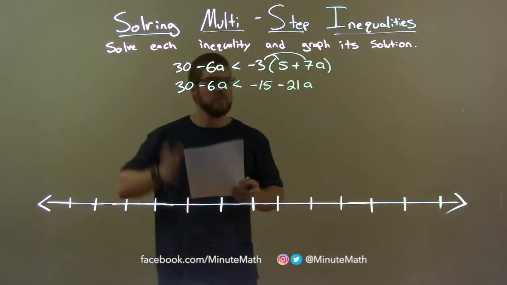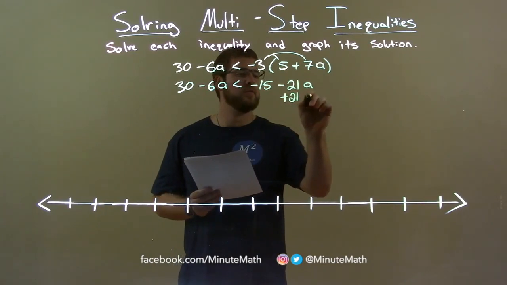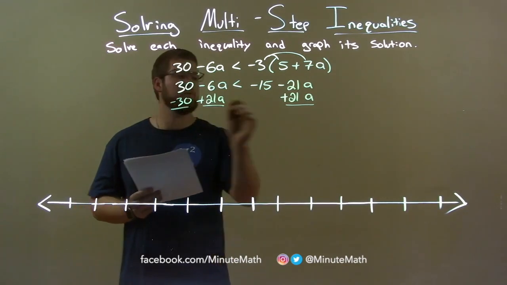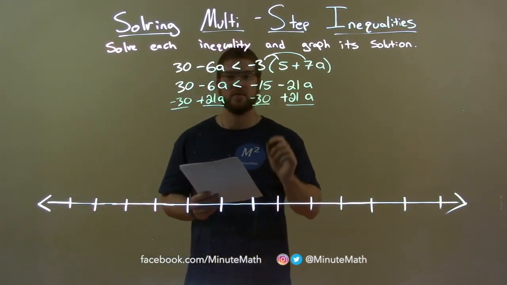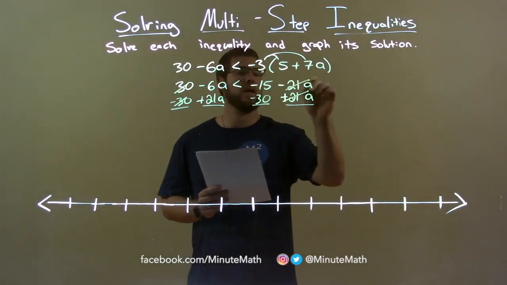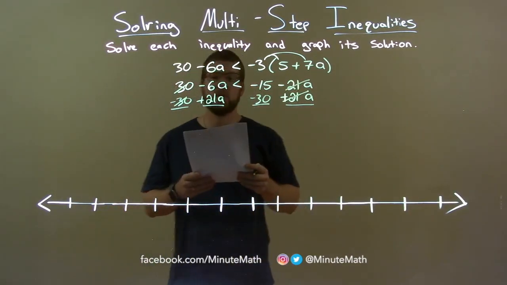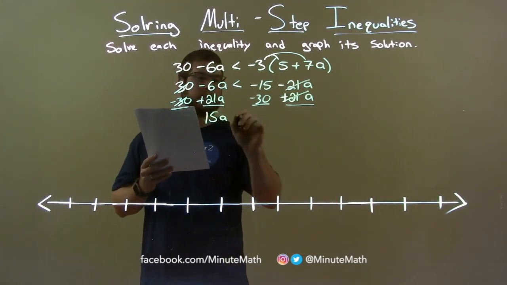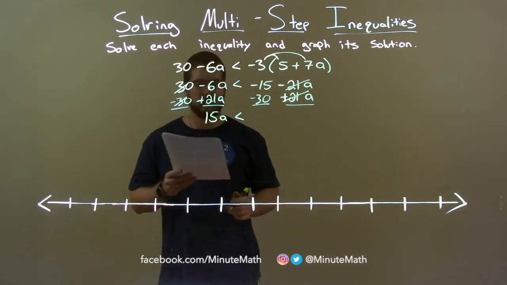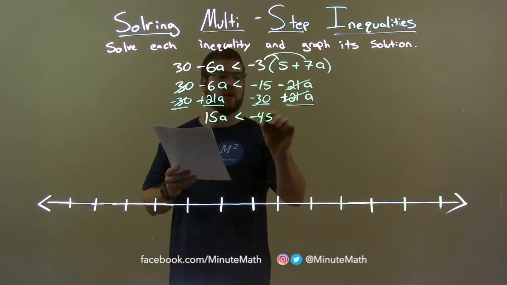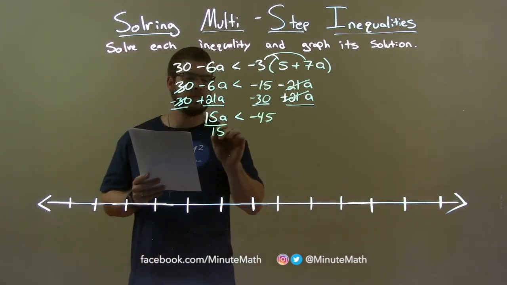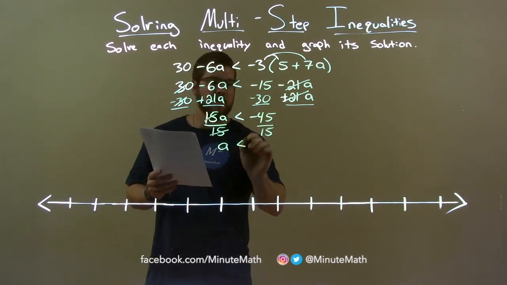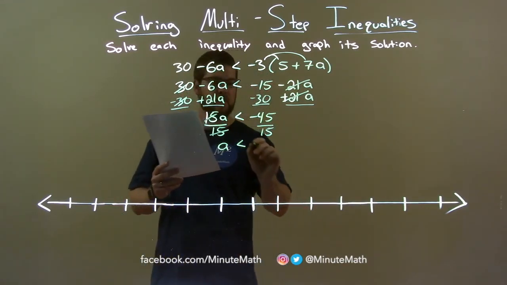So let's combine our like terms. Let's bring the a's to the left, so add 21a to both sides, and let's subtract 30, the numbers, to the right. Subtract 30 from both sides. 30's cancel here, and the 21a's cancel there. Negative 6a plus 21a is 15a. It's less than or equal to, and negative 15 minus 30 is negative 45. Divide both sides by 15 is my last step here, and now a is by itself. So less than, and negative 45 divided by 15 is negative 3.